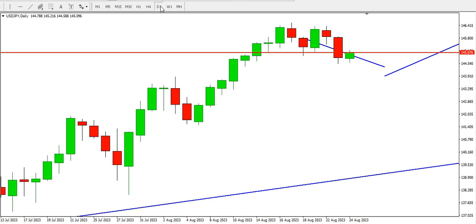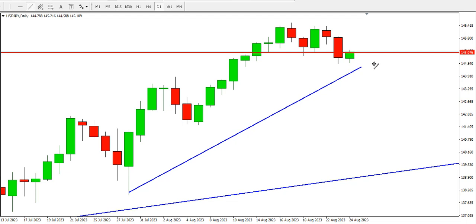For the daily time frame, what we have suggests that price has formed a double top. Price of USDJPY has formed a double top, and it's already retraced back to the daily pivot. The daily pivot is at 145.076. So price is currently at the daily pivot, but the overall direction on the daily chart is bullish.